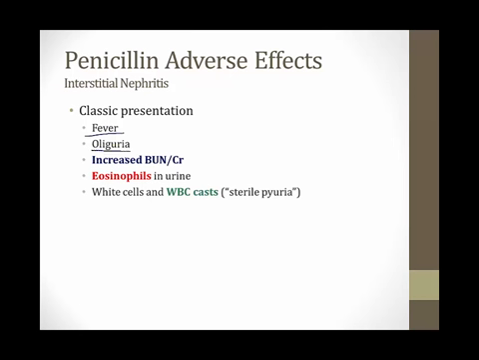That's oliguria. The BUN and creatinine will rise. Eosinophils are sometimes seen in the urine, and then a classic finding in the urine is the presence of white cells and white cell casts. This is called sterile pyuria because normally white cell casts are seen in the setting of pyelonephritis, but in interstitial nephritis they occur in absence of bacteria and in absence of evidence of bacterial infection of the bladder, so there won't be symptoms like dysuria in a case of interstitial nephritis.